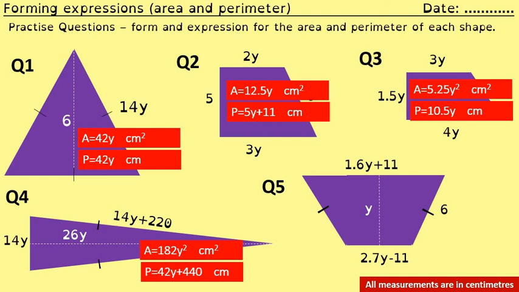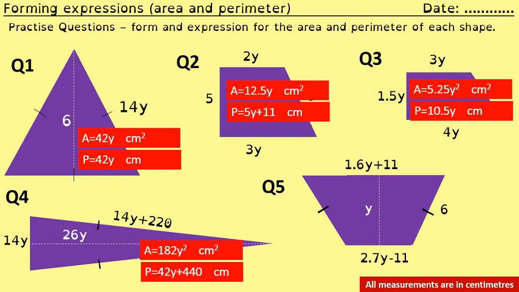And lastly, we have an isosceles trapezium because it has 2 equal sides. Same formula though, half times a plus b multiplied by the height. So a plus b, 1.6y plus 11 and 2.7y take away 11 is going to give us, I think it is 4.3.